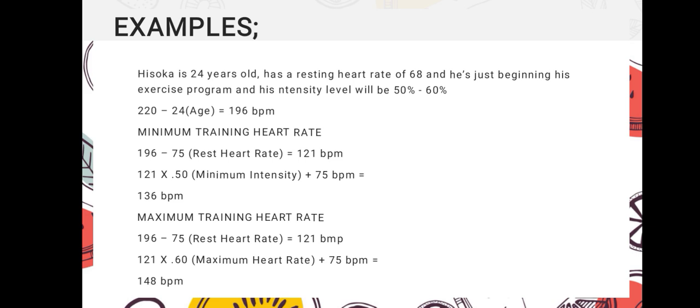Ngayon, kukunin naman natin yung maximum training heart rate. 196 minus 75 is equal to 121. And 121 times 0.60, 0.60 kasi nasa maximum training heart rate na po tayo. 0.60 plus 75 is equal to 148. Ganun po yung pagkuha ng training heart rate natin.